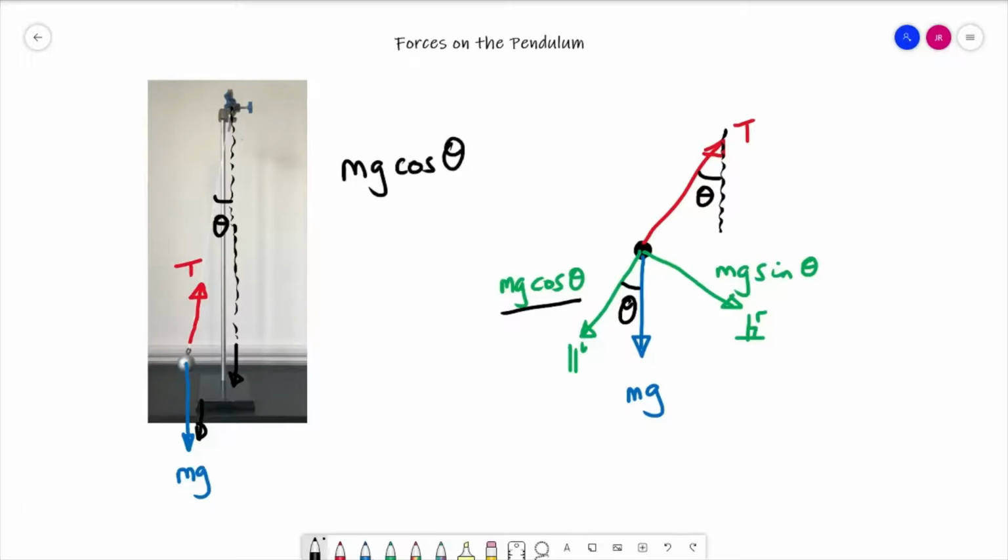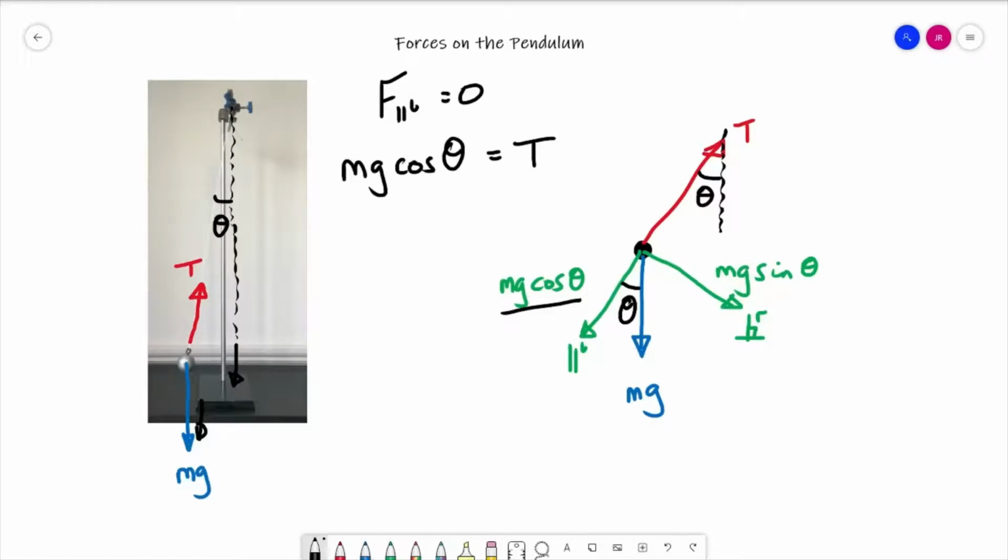And if we go back to what I said earlier about the length of the string, well, the length of the string doesn't change. Now, in order for that to happen, there must be no net force acting parallel to the string. In other words, there is no force which is acting to either stretch or compress the string. What we can therefore say, because there is no net force, so the force parallel must equal 0, and therefore the mg cos theta component must equal the tension.